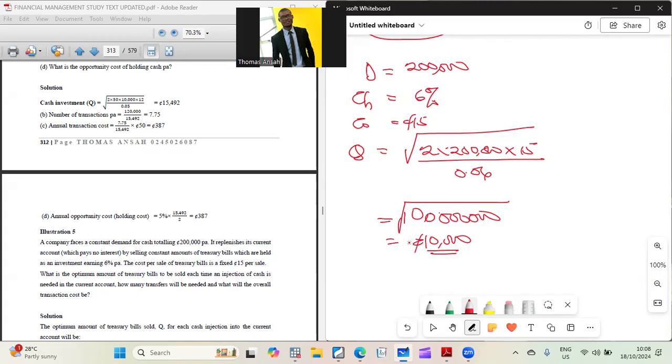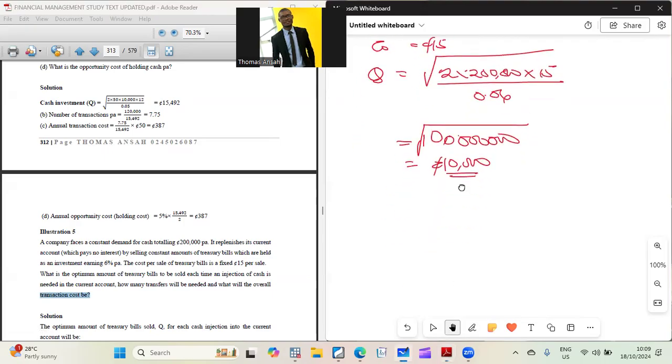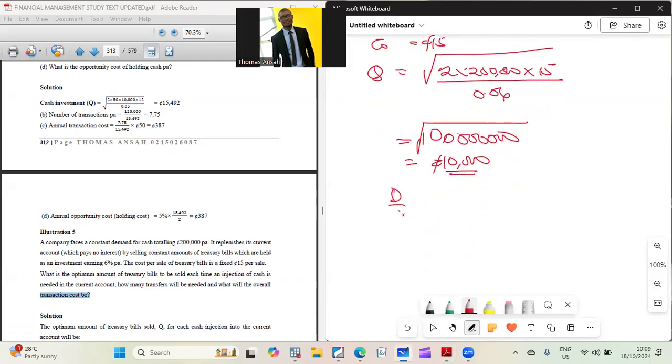So the question is telling us to find the optimum and how many transfers will be needed, and what the overall transaction cost will be. It's the same thing that we did. If you are going to do this, then let's do the order. The order is demand over Q. Demand is 200 over 10,000. 3 zeros cancel 3 zeros. So here you have 20 orders. So the number of transfers needed is 20 transfers.